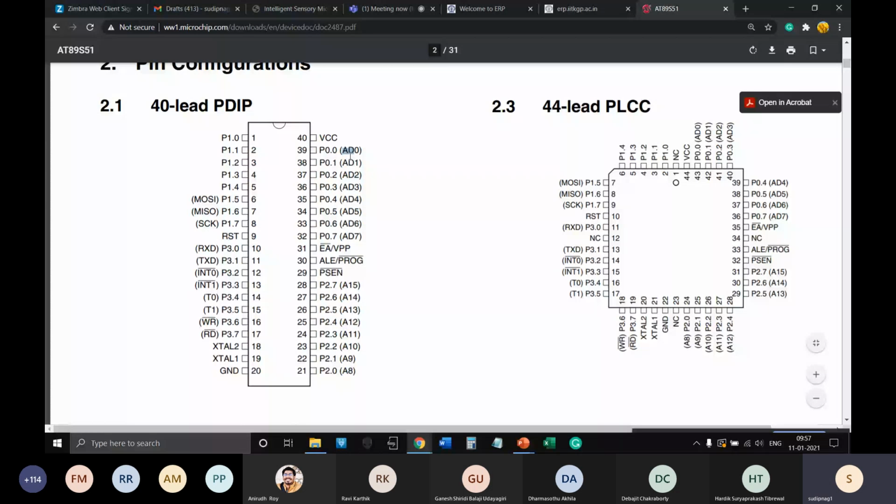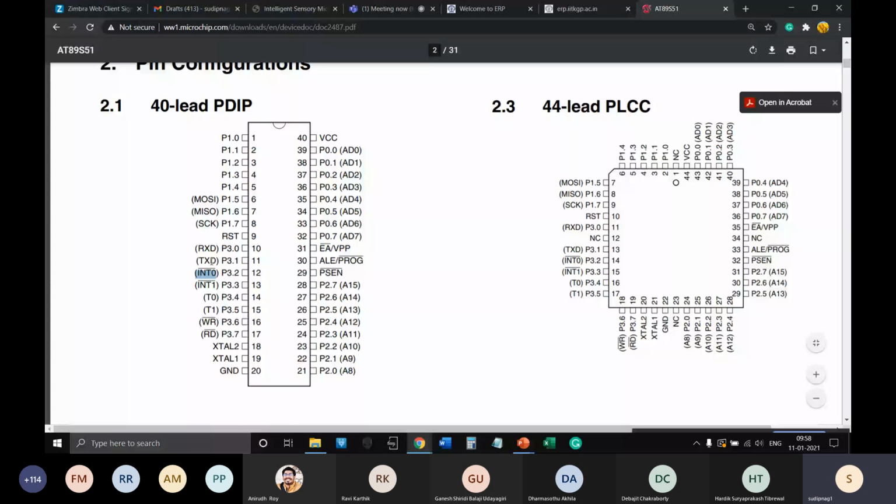Here, TXD and RXD are both for UART. TXD means transmit data, RXD is receive data. INT0 bar and INT1 bar are the alternate functions for interrupts. These are external interrupt inputs, so these are inputs coming in. TXD is the output line. RXD is an input line.